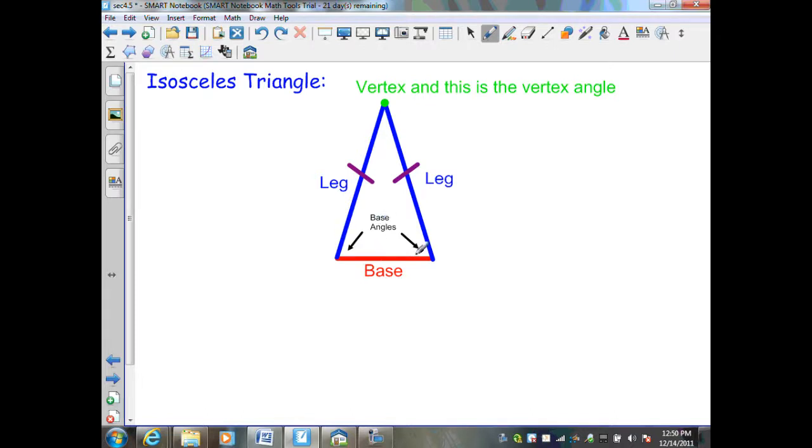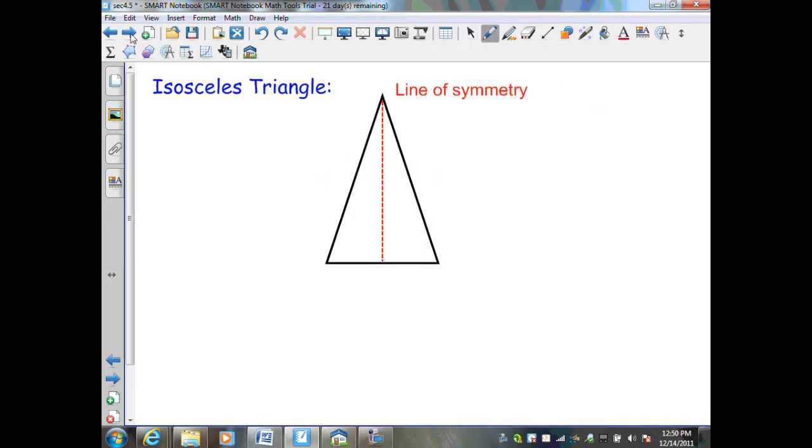we call base angles. So I have two congruent sides known as legs, and they help form with the base two base angles. The third point on the triangle is known as the vertex, and the vertex with the legs form the vertex angle. With an isosceles triangle, we can create what is called a line of symmetry.